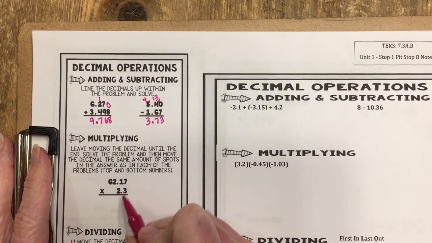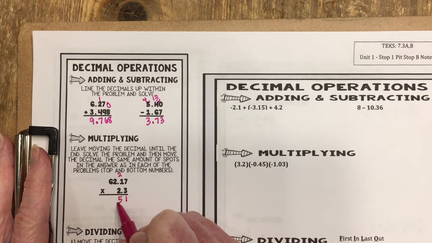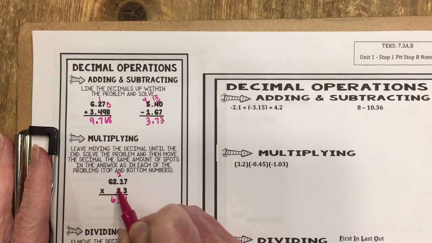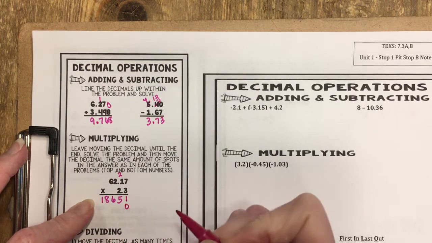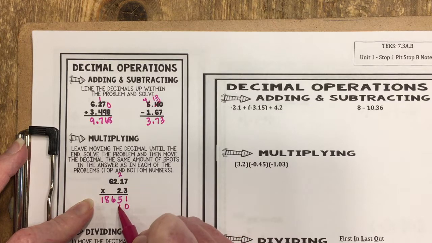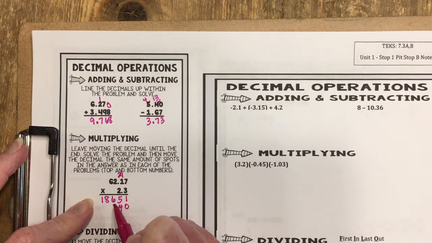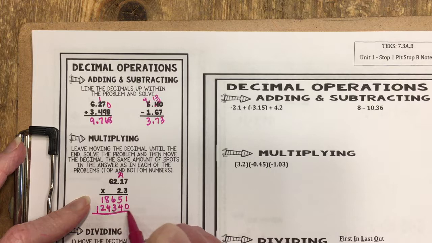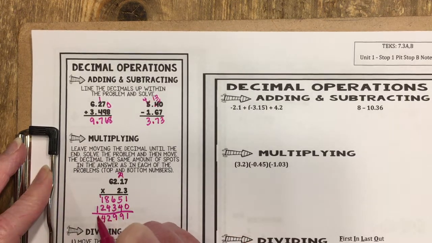So I'm going to start with a 3. 3 times 7 is 21. 3 times 1 is 3, plus 2 is 5. 3 times 2 is 6. 3 times 6 is 18. When I start the second row, I'm going to start with a 0. And then 2 times 7 is 14. 2 times 1 is 2, plus 1 is 3. 2 times 2 is 4. 2 times 6 is 12. Okay, I'm going to add these up. 1, 5 plus 4 is 9. 6 plus 3 is 9. 8 plus 4 is 12. Carry your 1. 1 plus 1 is 2, plus 2 is 4, and then the 1.